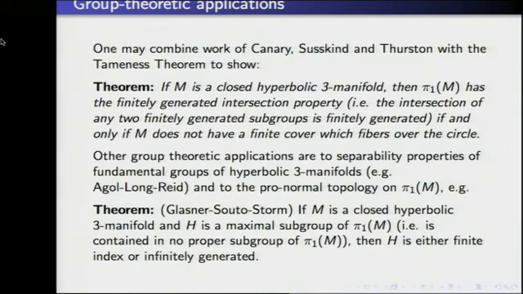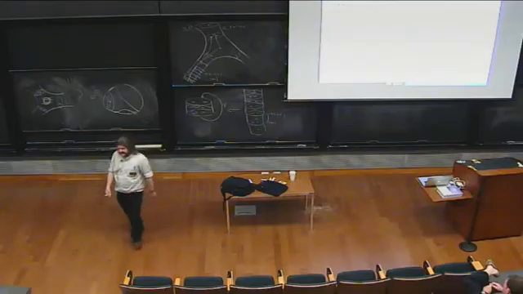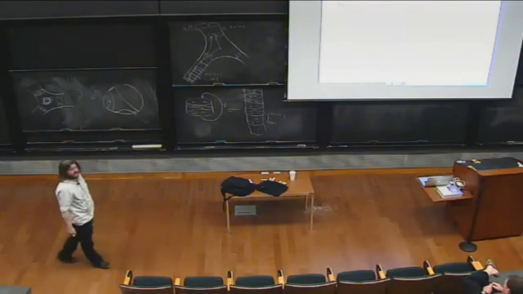Right. Did I erase it? No. Here's a closed hyperbolic 3-manifold. Here's a cover which is not convex co-compact. So up to finite index, either your cover is convex co-compact or it's this picture. And this turns out to be a very powerful tool in understanding the group theory of Kleinian groups.